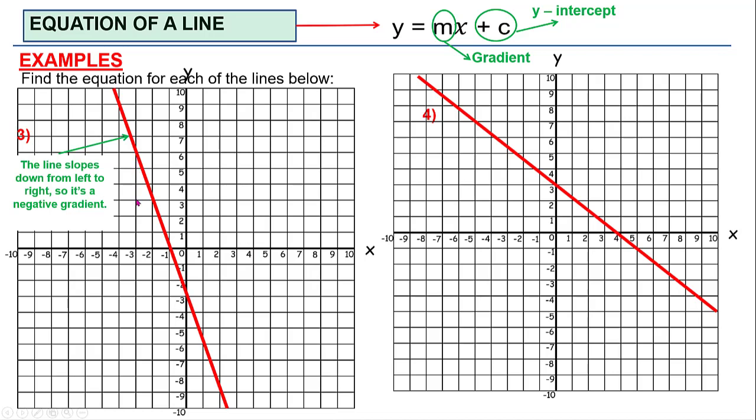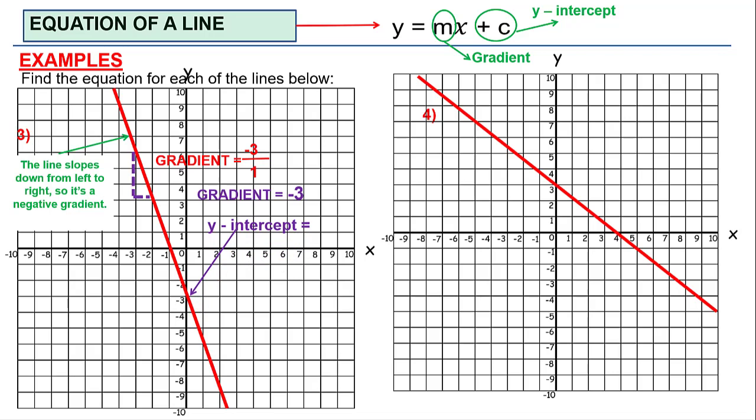I could see there's a 3 up there. The rise is 3 over 1, so 3 divided by 1 is 3. But remember, it's negative gradient, so it will be negative 3. Gradient is minus 3. Remember that. That's the most common error when people do these. They forget it's a negative gradient. Do not forget the minus 3, and that's how you could lose a mark.